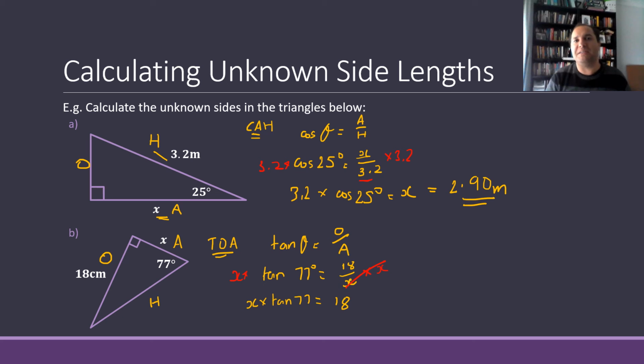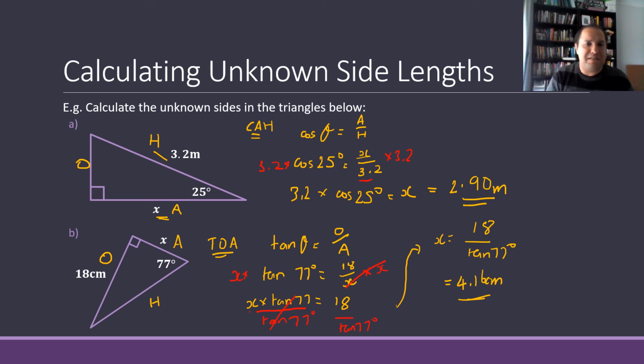Now what we want to do is still get x on its own. So x we want to keep, but the tan 77 has to go. We're multiplying by tan 77, so the opposite of that is divide by tan 77. And those two will cancel there. So ultimately, we get x equals 18 over tan 77 degrees, which equals 4.16 centimeters.